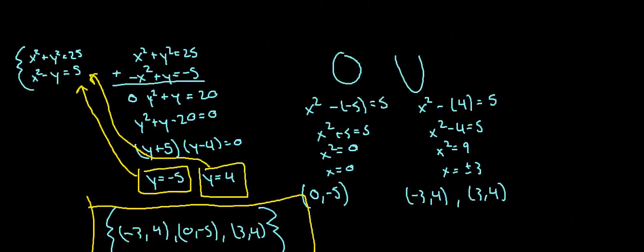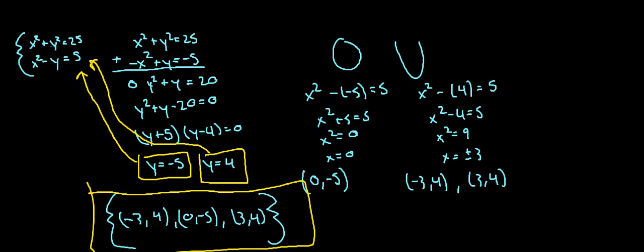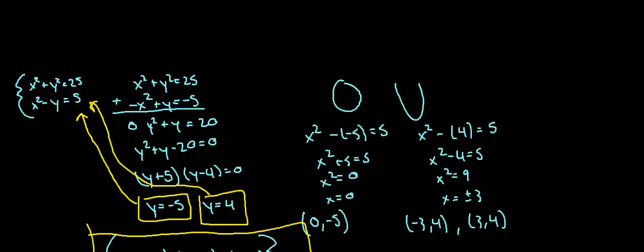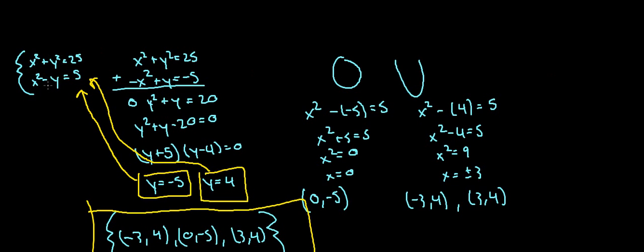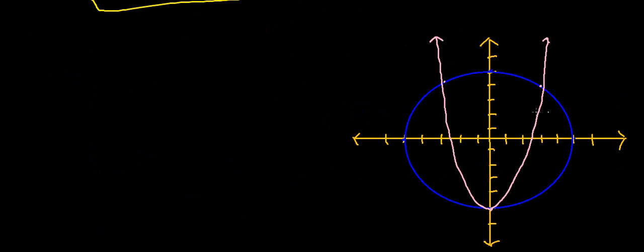And this is what they would look like graphed. x squared plus y squared is equal to 25 is a circle with a radius of 5. 1, 2, 3, 4, 5. So here's the radius of 5. And then x squared minus y is equal to 5 is the same as y is equal to x squared minus 5, which is a regular parabola shifted down 5 units. Here's where it would begin. I've shifted it down 5 units, and these are where they intersect. So that is where the solution to these systems are.